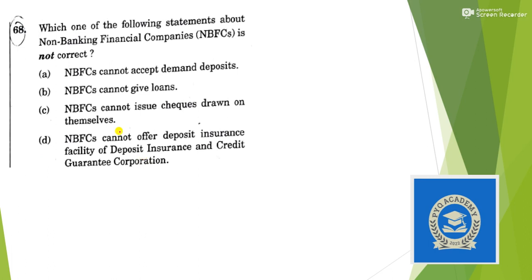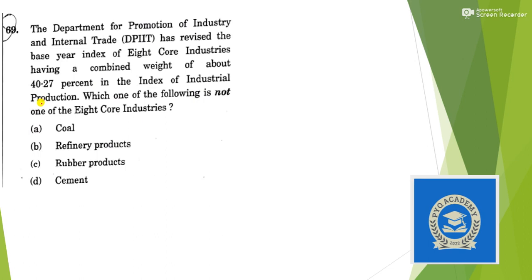Next, for NBFCs, an NBFC cannot give a loan. This is the incorrect one. Next, for DPIIT, there are 8 core industries, and out of these 8 core industries, rubber product is not among the core industries. So the answer should be option C.